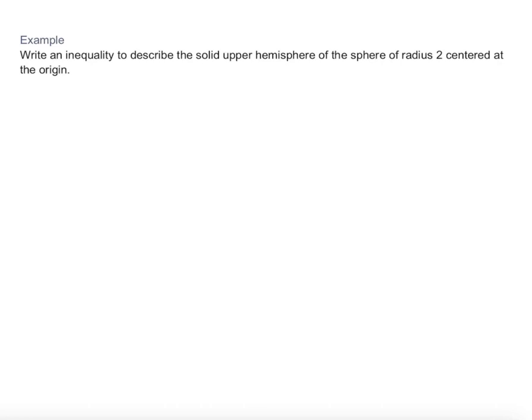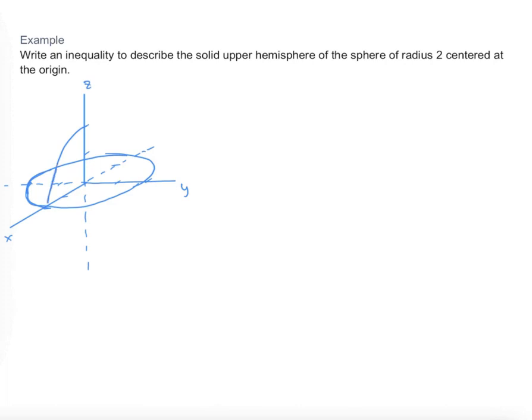We're being asked to write an inequality that describes the solid upper hemisphere of this sphere, radius 2, centered at the origin. And the first thing that I want to do is draw a picture of what it is that we're looking at. So we have a hemisphere, radius 2, and we want the upper hemisphere centered at the origin. And so here we have my best attempt at drawing that upper hemisphere, right?